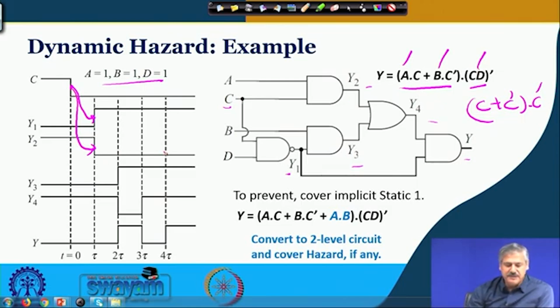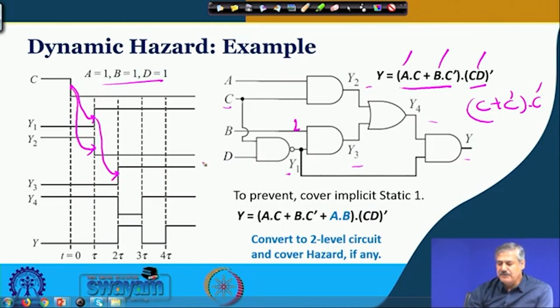What happens to y3? y3 is the AND of B, which is 1, and y1. So, when both of them are 1, the output will become 1. y1 is 1 as input, and B is already 1, so it goes to 1 over here. It will take 1 propagation delay for this AND gate, for which y3 becomes 1 over here.